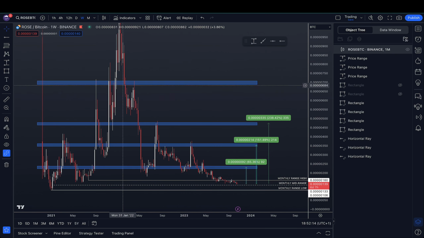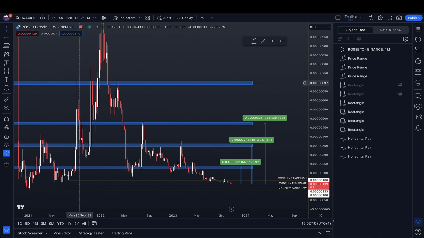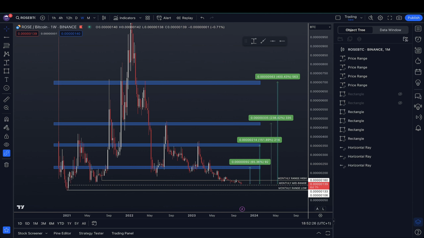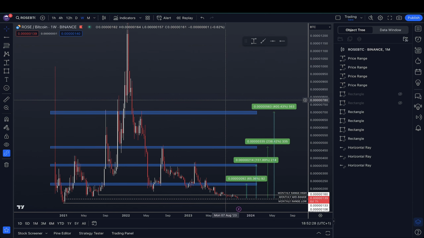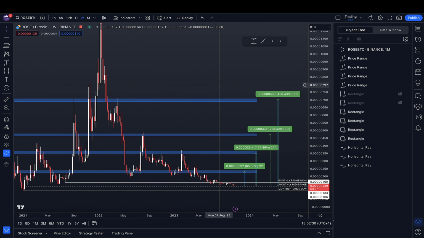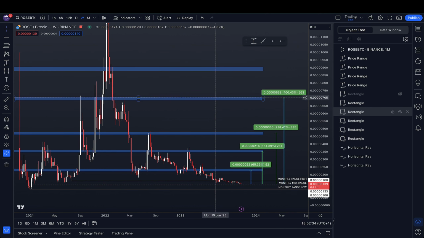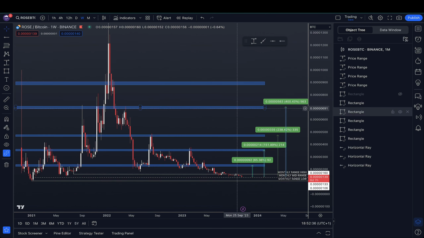Next TP. These highs here, the wicks, the candle bodies, very obvious level at 700 sats. Nice round number as well. Let's take a look at the return on that, 400%. Now imagine that 4x on your Bitcoin, whatever Bitcoin you put into Rose, getting 4 times back. That is pretty fantastic.